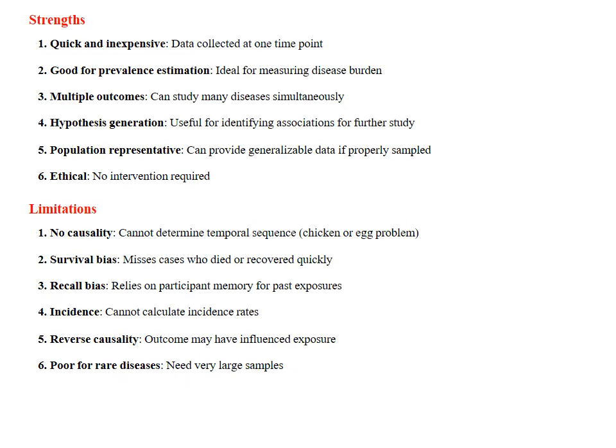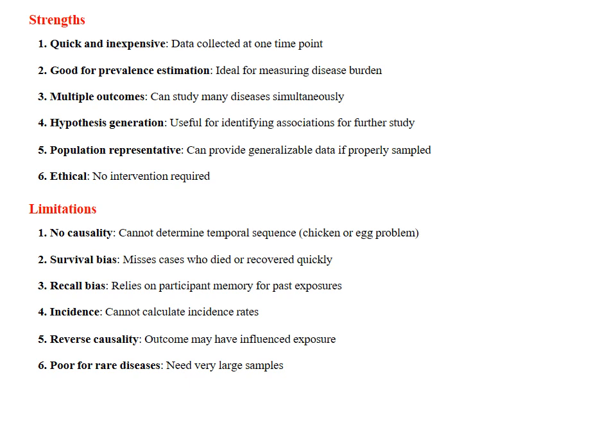What are the strengths of cross-sectional studies? Number one, quick and inexpensive, as we said in the characteristics, we only select one time point. Good for prevalence estimation, ideal for measuring disease burden. Multiple outcomes: we can study many diseases simultaneously. Hypothesis generation, useful for identifying associations for further studies. Population representative, can provide generalizable data if properly sampled. Ethical, no intervention required. These are the strengths.